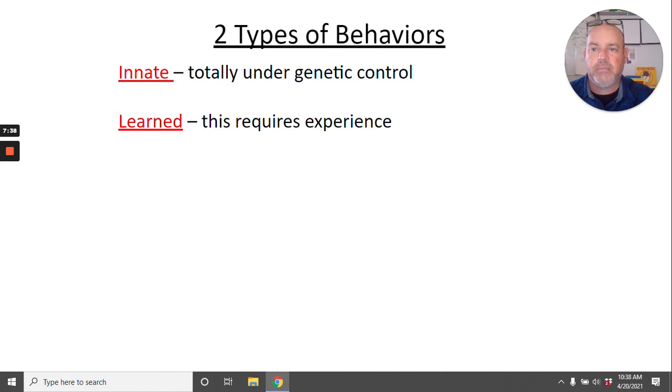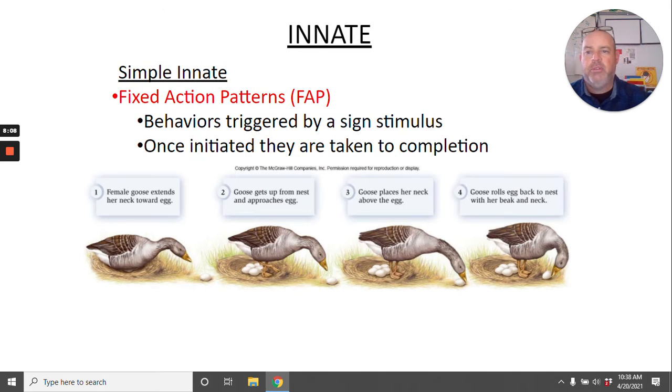Pretty crazy. Okay, two big types of behaviors, two big categories of behaviors. We have innate, which is under genetic control. These are the things you're born knowing how to do. No one has to teach you. No one has to teach a baby how to suckle for food. Any mammal out in the wild knows how to get milk from their mom. They don't have to be taught. They just know how to do that. It's under genetic control. Other things are learned. Other things require experience. Okay, and we'll look at both of these.